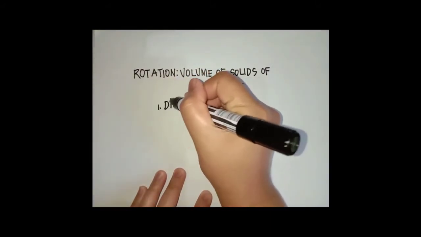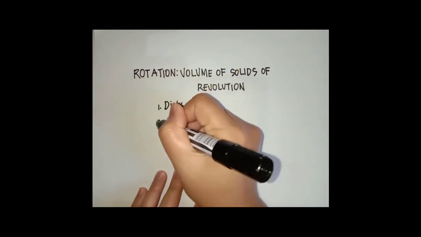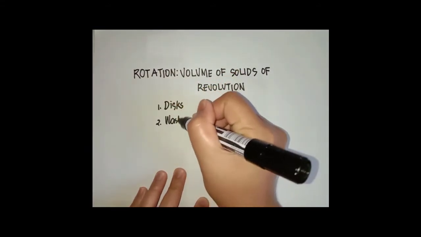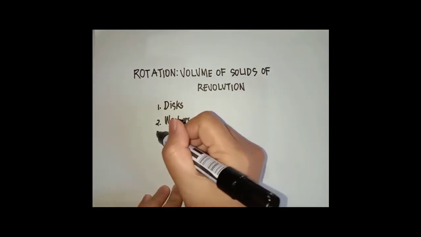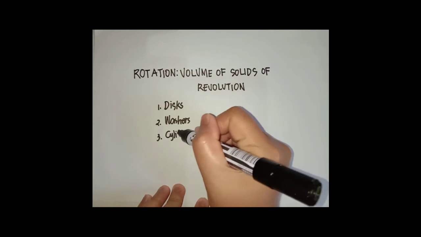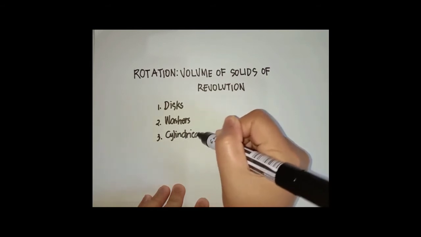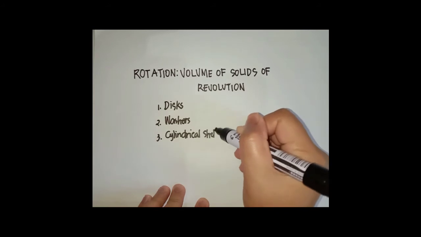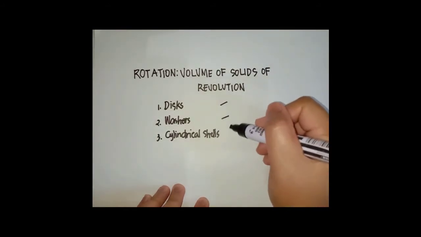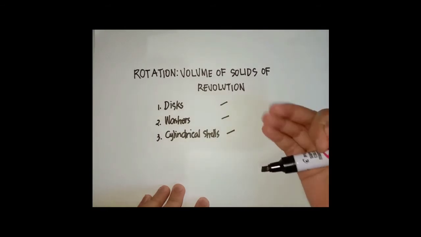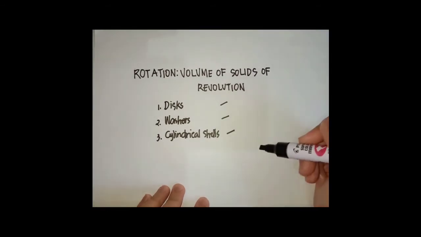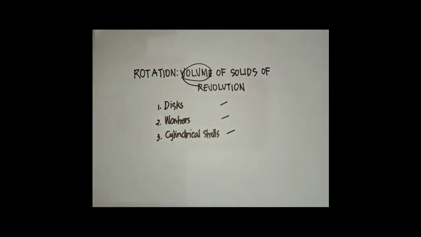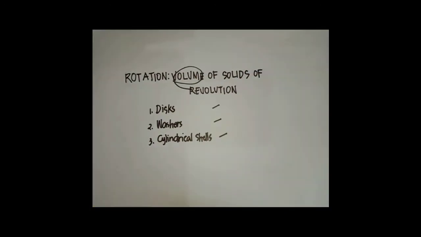We have the disks, washers, and the cylindrical shells, each of which requires a different approach in setting up the definite integral to determine its volume. In this video, we are going to talk about how to calculate the volume by rotating around the x-axis or the y-axis using the disk method.